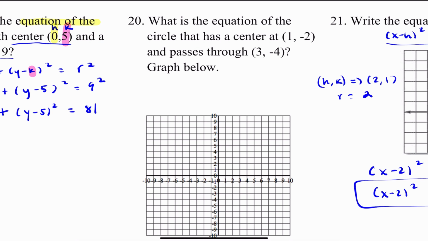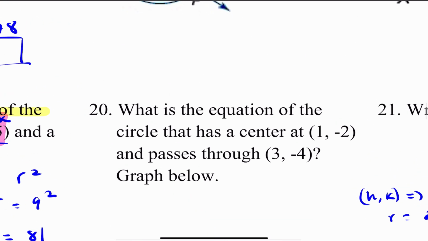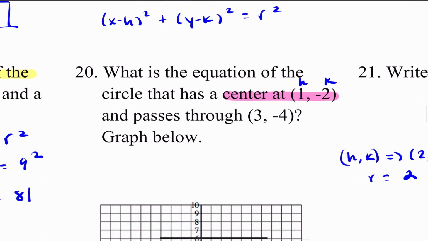Number 20, what is the equation of the circle that has a center at (1, -2) and passes through the point (3, -4)? Graph below. Okay, so your center, well, first of all, let me write this again. The equation is x minus h, the quantity squared, plus y minus k, the quantity squared, equals r squared. The center is (1, -2), so I'll write h, k here. And it passes through these random points.